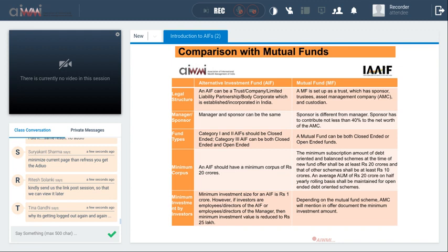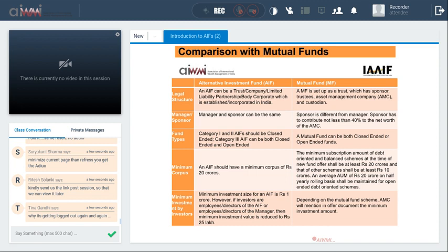There is a trustee company. In most cases, the trustee is a corporate trustee. In some cases, even an individual can be a trustee, but mostly you will see a trustee company. There are many financial services companies which provide trusteeship services, like all the major banks, and then there are specialized trustees as well. So these trustee companies are responsible for managing the AIF, of course.